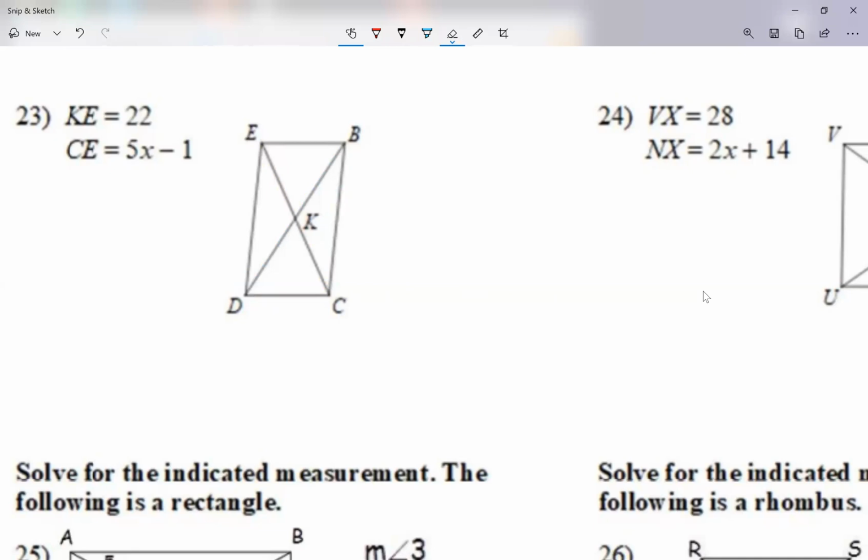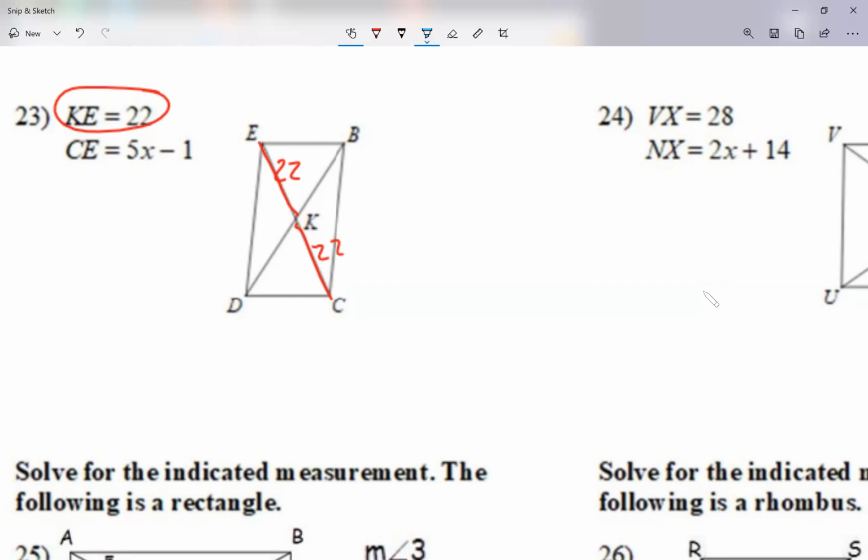I see some information given. Okay, so let's see. KE, so the length KE is 22. So KE is this. Before I continue reading, I'm going to say KC, it's also 22. Remember how I said that diagonal was cut in half? All right. So I always start with the information that is all numerical. KE is 22. So I find out what's KE. Okay. And I know it was cut in half, so 22, 22.